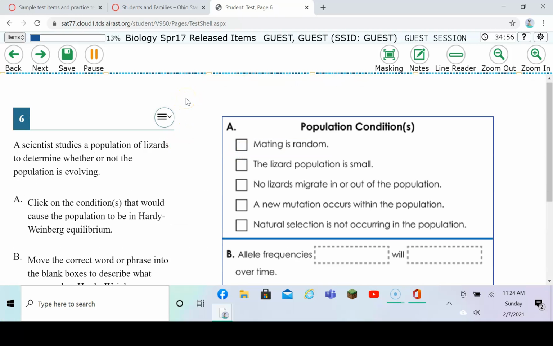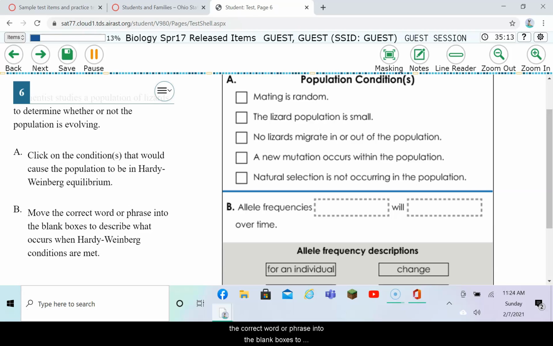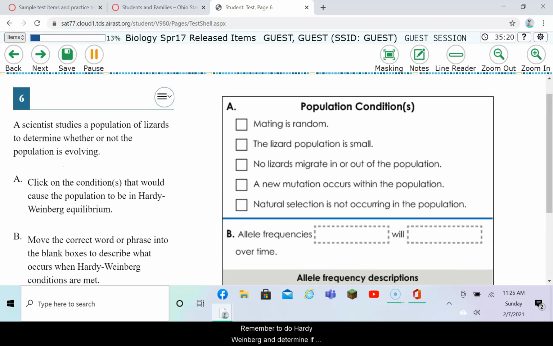Question number 6. A scientist studies a population of lizards to determine whether or not the population is evolving. Click on the conditions that would cause the population to be in Hardy-Weinberg equilibrium. That's part A. Part B, move the correct word or phrase into the blank boxes to describe what occurs when Hardy-Weinberg conditions are met. So let's look at A. Remember, to do Hardy-Weinberg and to determine if our alleles are changing, we have to pretend that the population we're looking at is not evolving.